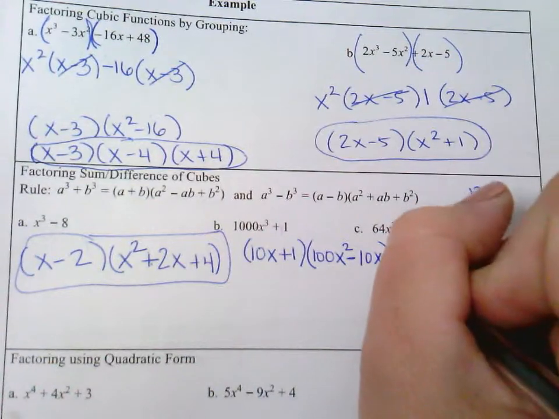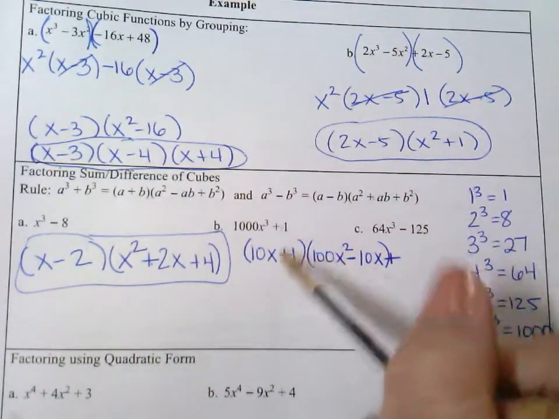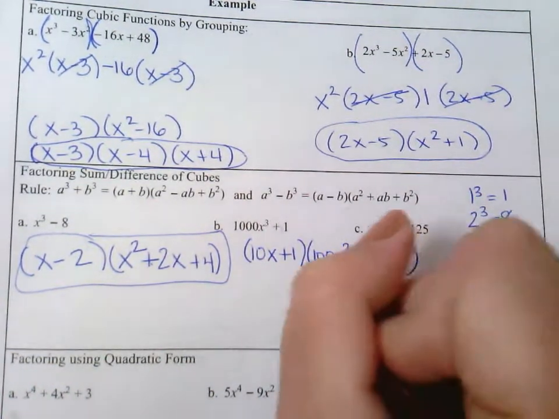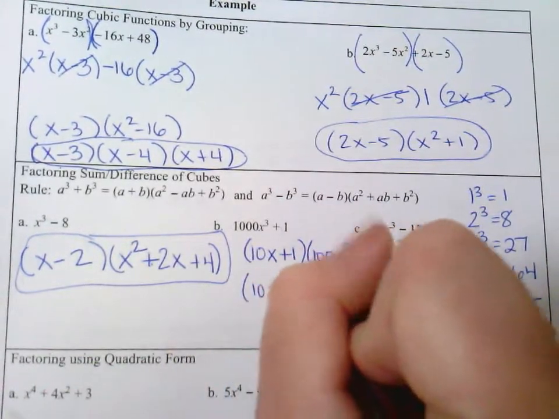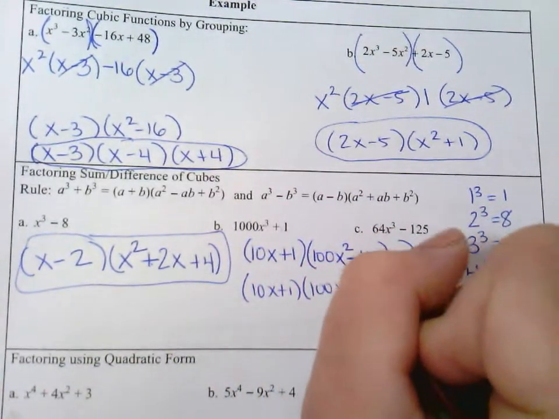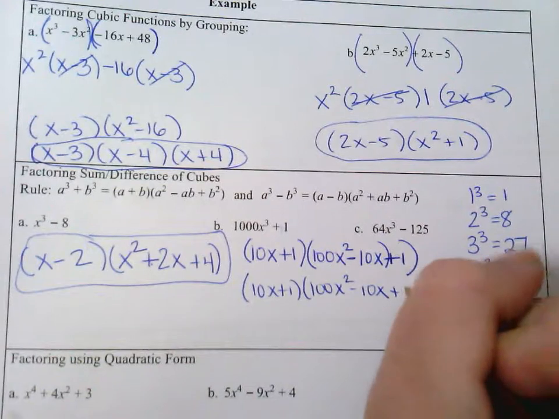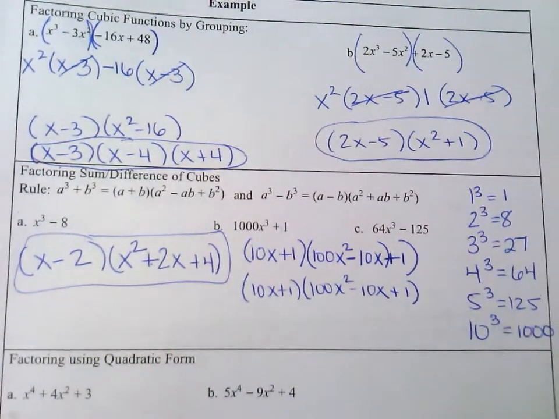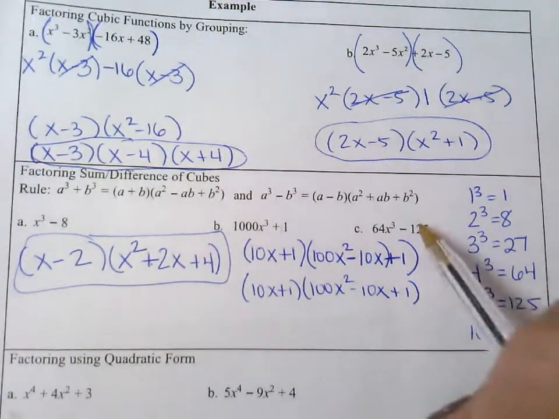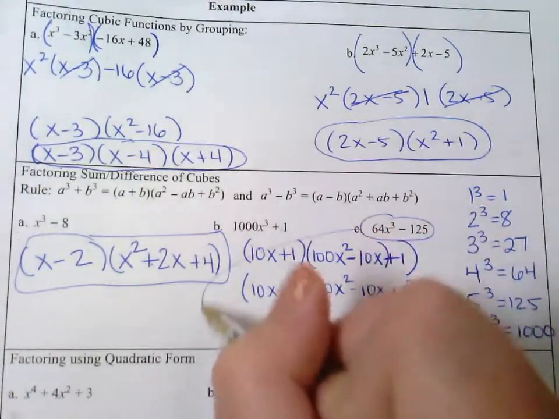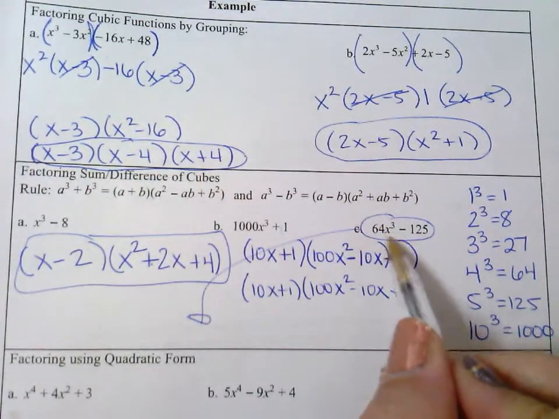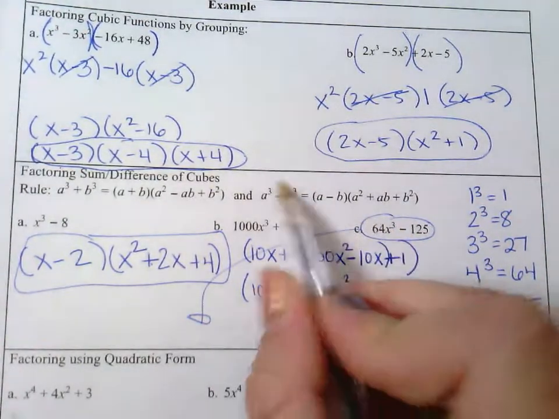Oops, I ran out of room. And then 1 times 1 is 1. So this should say 10x plus 1, 100x squared minus 10x plus 1. All right, so the last one here, I'm just going to put down below, I'm taking the minus pattern over here.